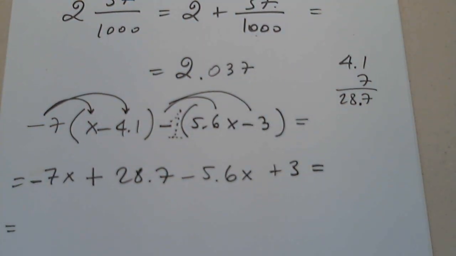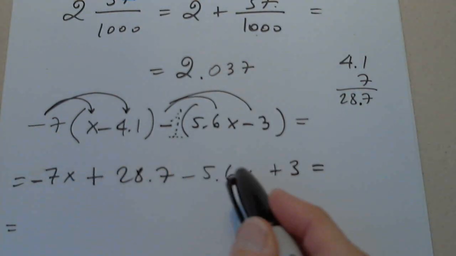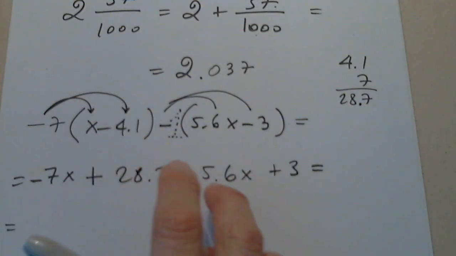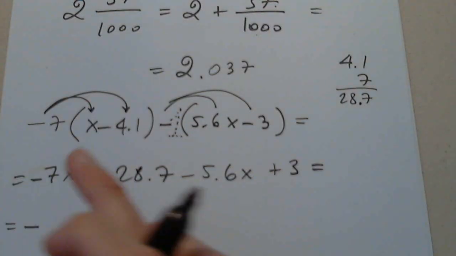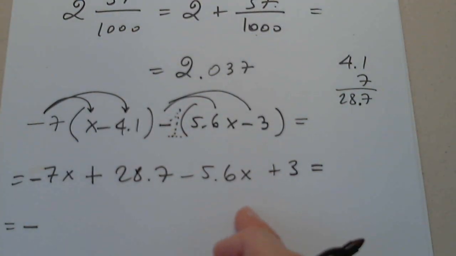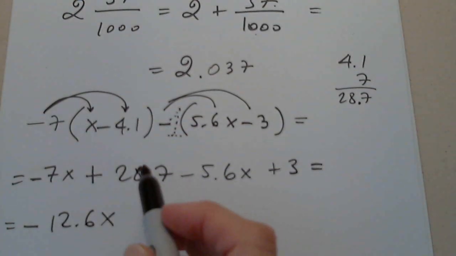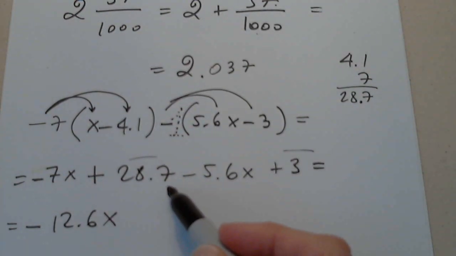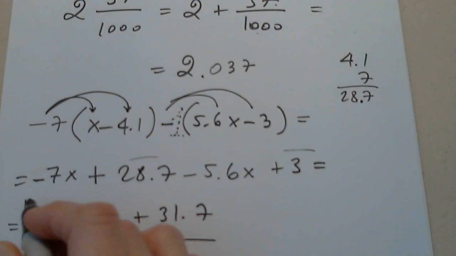As you know, at this point, we have to combine like terms. In order to combine like terms, we look and see where the terms are, and obviously both are negative. These are the terms that I have to combine, but that's easy because the sign will be negative, and I'm only adding 7 to 5.6, and I get -12.6x. Here is also easy. I have 28.7 plus 3, and I get 31.7. And this is the simplified form.